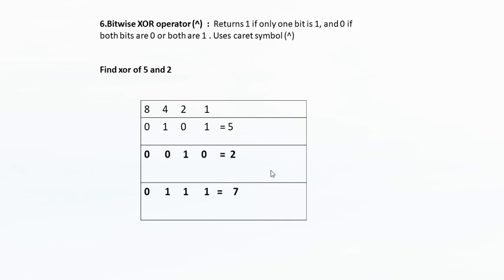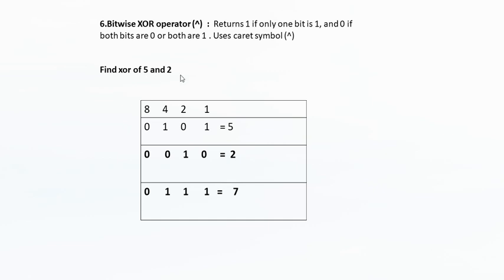Okay, there's one more, that is bitwise XOR. I didn't tell you about it. Basically, the XOR truth table returns 1 if only one bit is 1. That means if your input is 0 0, the output is 0. If the input is 1 1, the output is 0. If the input is 0 1 or 1 0, then the output is 1.